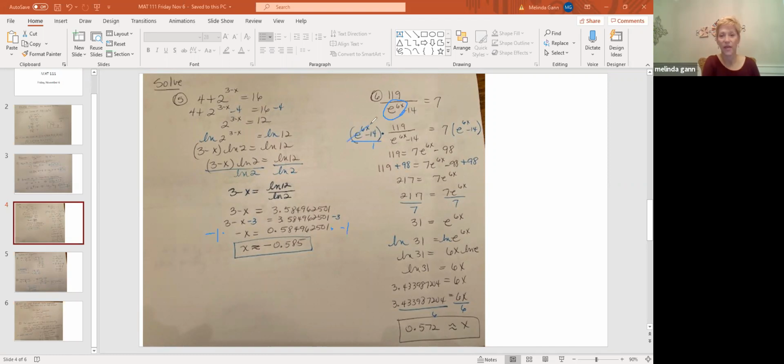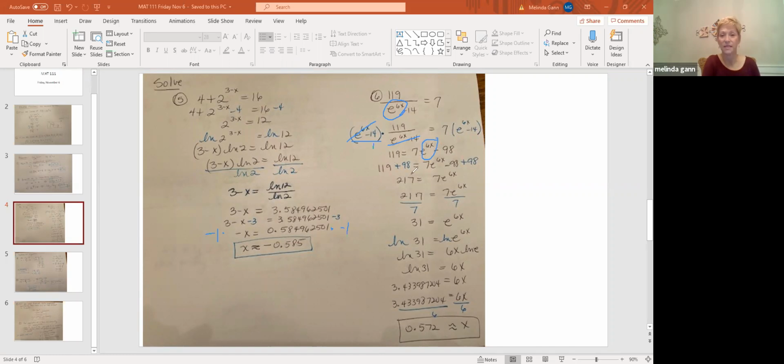So that means that that one divides out with that one and just leaves me 119 on this side. And then I've got 7 times that over here. So I just distributed it. 7 times e to the 6x is 7e to the 6x minus, and then 7 times 14 gave me 98. So again, remember, I'm trying to get this thing by itself. So I've got to get rid of this minus 98. So I added 98 to both sides.